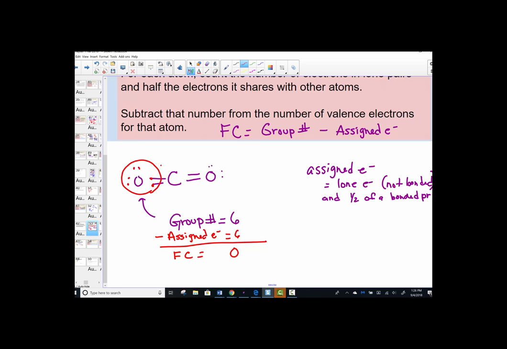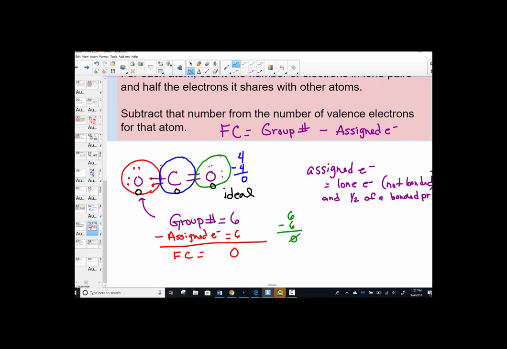The carbon, I take a circle and draw around the carbon, and inside of the circle, I've captured all of the assigned electrons to it. Carbon lives in group 4. It has 4 assigned electrons. It has a formal charge of 0. That's great. This oxygen, take a circle, draw it around it. All of the assigned electrons are inside of it. It lives in group 6, has 6 assigned electrons, formal charge of 0. So each of these atoms has a formal charge of 0. That's ideal.